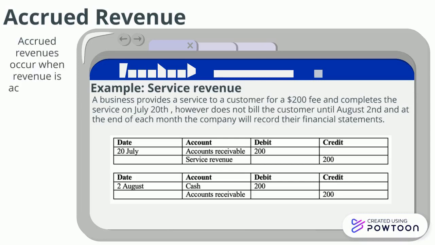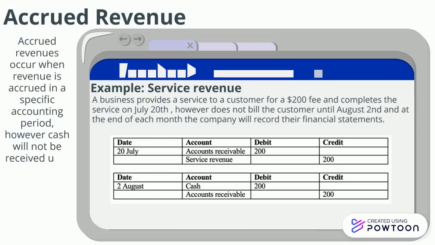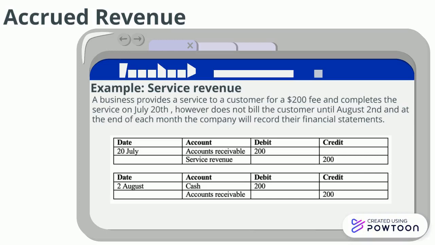Accrued revenues occur when revenue is accrued in a specific accounting period. However, cash will not be received until a later period, thus requiring an adjustment. As we can see in the example of service revenue, in the first journal entry, even though the service hasn't been paid for yet, there is still recognition of this account, which is why service revenue is credited and accounts receivable is debited. Then in the latter journal entry, we are able to account for the debiting of cash when it has been paid in that period for the service performed previously, and further the crediting of accounts receivable.